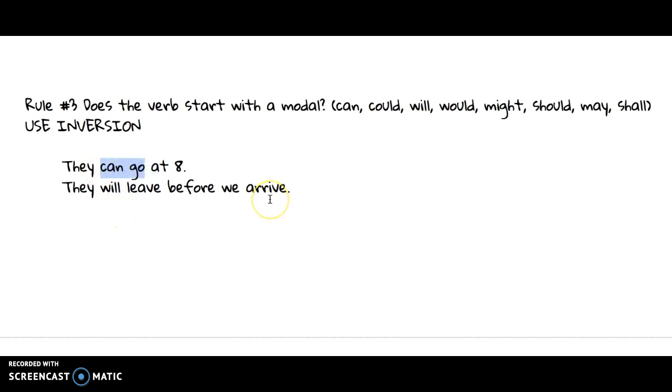So here is my verb, can go. I will switch my first verb and my subject. Can they go at 8? In my second example, here's my verb, will leave. I'm going to switch my modal with my subject here, and the question becomes, will they leave?